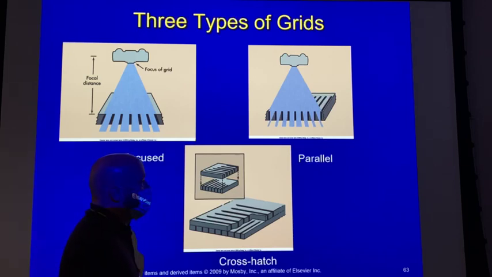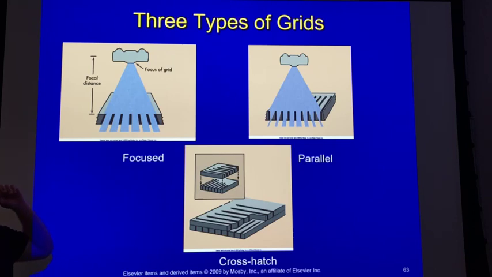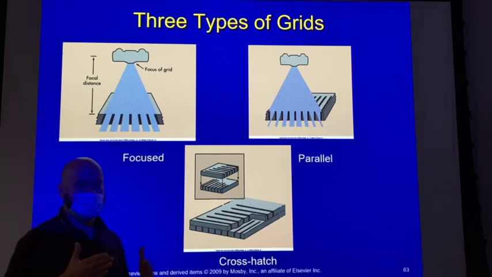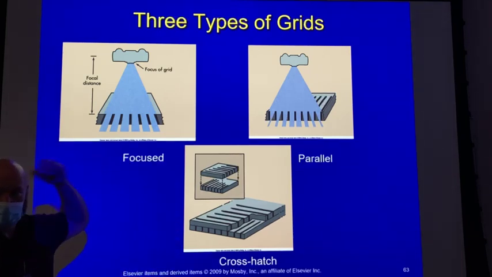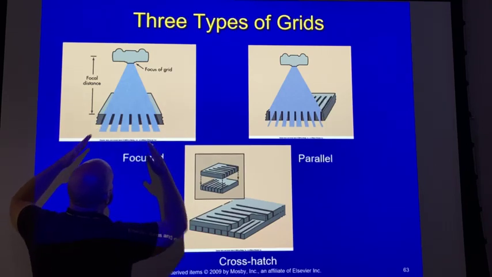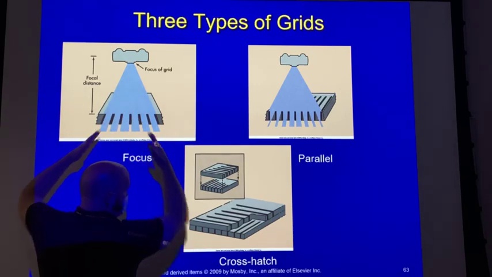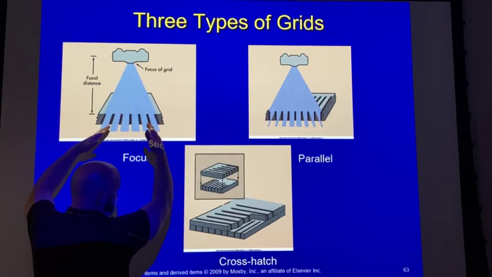What you're going to look for on test questions for focused grids are a number of different words. What type of grid uses canted grid strips? It's focused, right? They're focused because they focus basically on the focal spot, okay? Which means that they're in the path of the X-ray beam as it diverges.